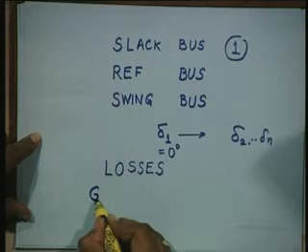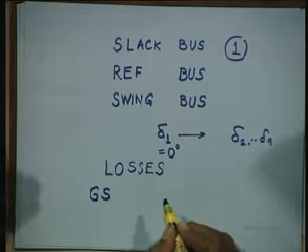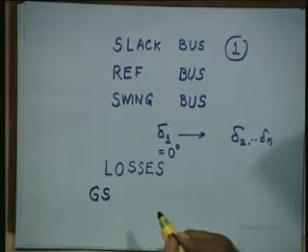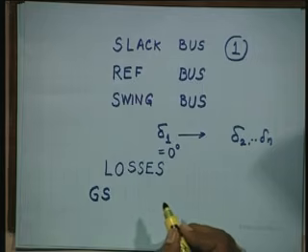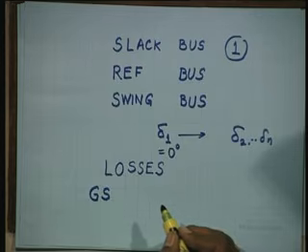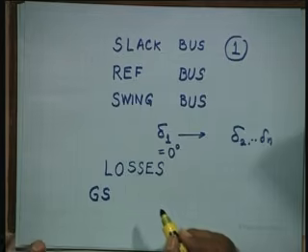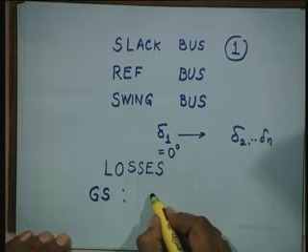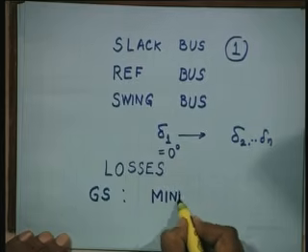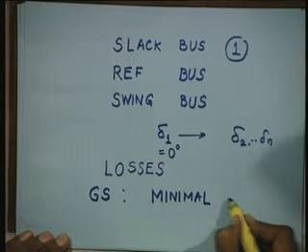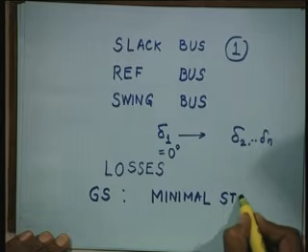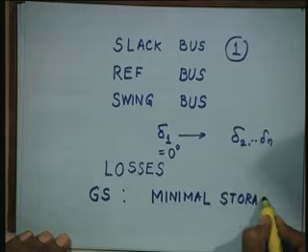Now what are the advantages of the GS method? When you say GS, Gauss-Seidel, this is not just with reference to Gauss. Most of you have given the advantages with reference to only Gauss. No, even with respect to NR, even with respect to FDLF, you remember we drew the table comparing various methods with attributes. And in that, if you recall, GS needs minimal storage. Minimal storage. It is not only Gauss, even with respect to FDLF and with respect to NR.